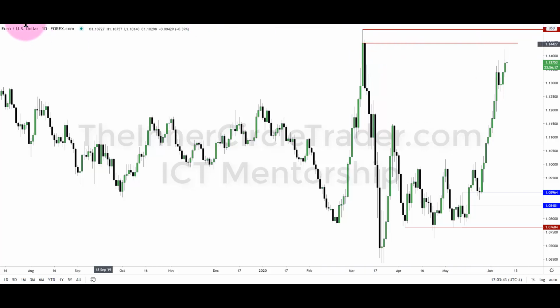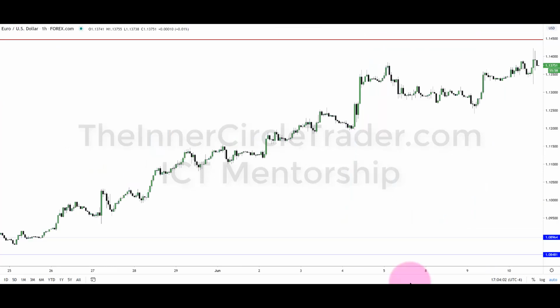if not take out the entire high altogether. So let's drop down into the hourly chart. All right, so here's the hourly chart for the Euro Dollar, and you can see, oh man, what a beautiful run back to the order block there. Sell side liquidity, relative equal lows, fair value gap, down close candle.